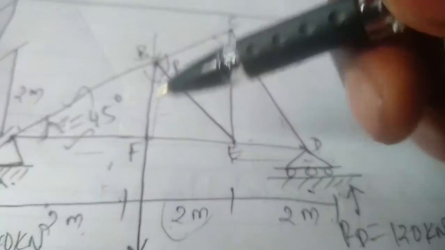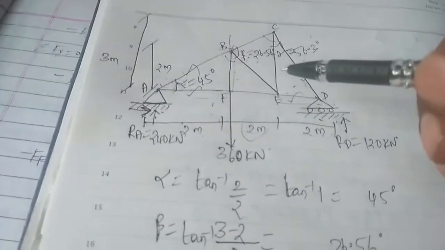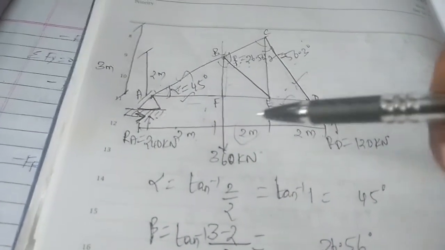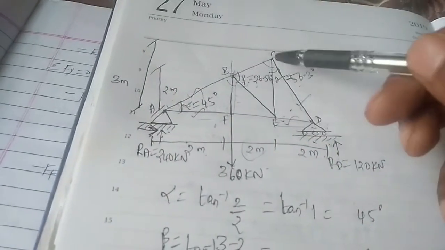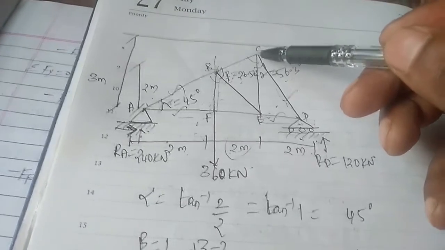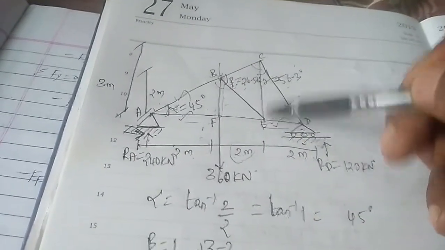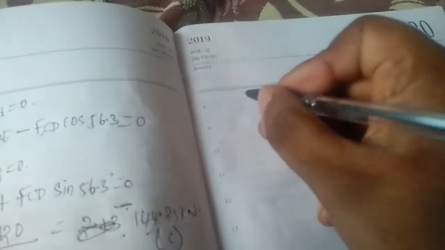So what have we found till now? We have found force at AB, force at AF, then force at CD and force at DE. Next, what members do we have to calculate? We have to calculate only these: BF, FE, BE, CE, BD. If you take joint C, you will get BC, CE and CD. CD you have already calculated, right? So we will take joint C.